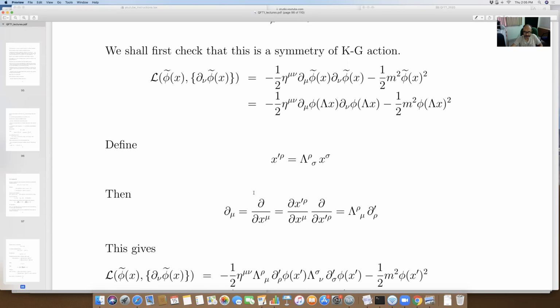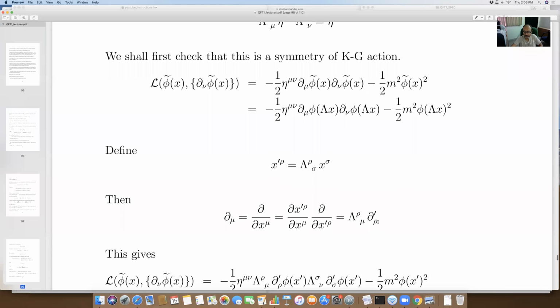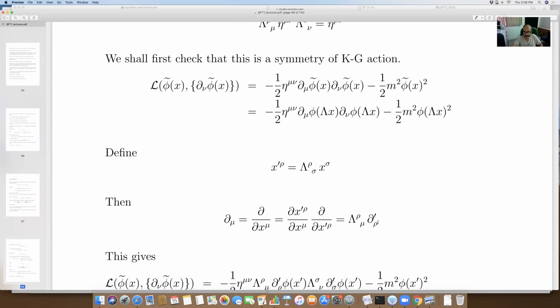So partial mu is by definition the derivative with respect to x mu. But now by using the chain rule, I can write this as the derivative of x prime with respect to x mu and then del x prime. Okay, this is just the chain rule. And now we use this relation to write this as lambda rho mu del prime rho. Is this clear?